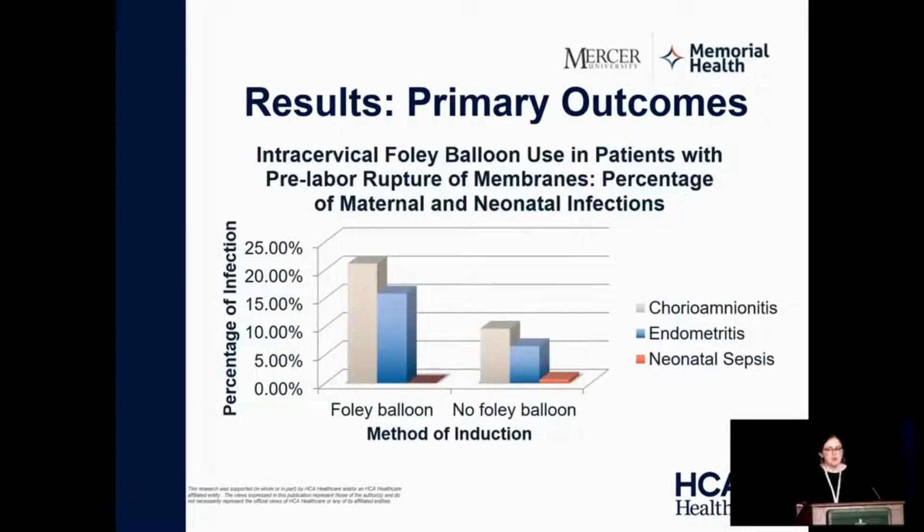And this is just basically those results in graph form. So for the patients that were induced with a Foley balloon, you can see that their rates of infection for chorioamnionitis were approaching around 20%, and for endometritis approaching around 15%.